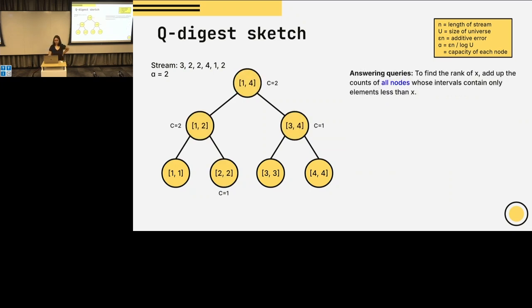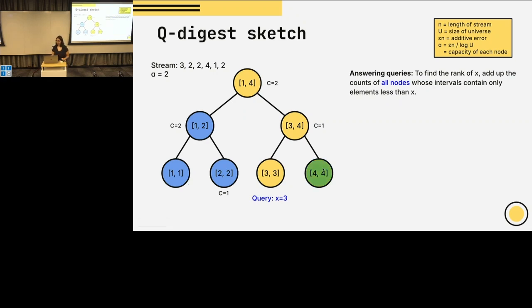Okay, to see why this works, let's figure out how we're answering a rank query x. Let's say we get a query x equals 3, and I'm going to claim the algorithm for answering that query is we take all nodes that are left of the path leading down to x equals 3, and then we return the total count on all of those nodes. Right, so let's figure out why this works. First of all, every element that was inserted into one of these blue nodes was definitely less than 3, because the intervals only contain elements less than 3. So definitely all of these elements were less than 3.